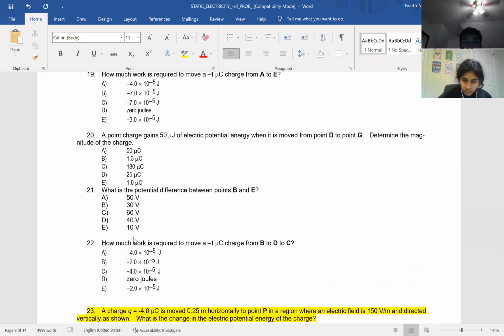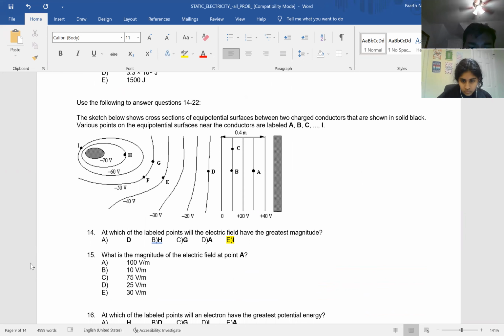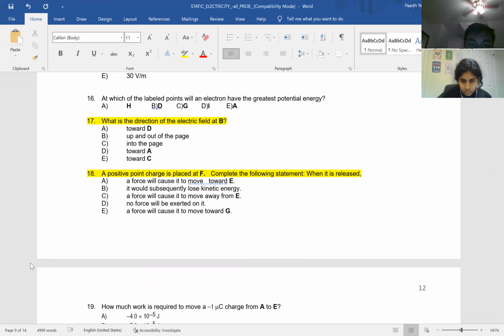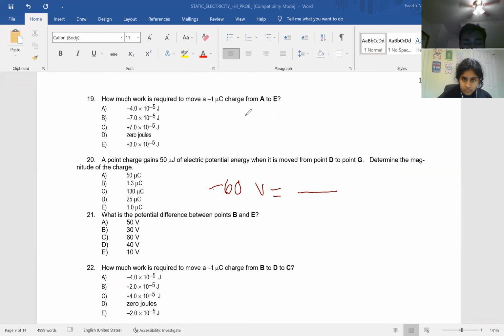Okay, a point charge gains 50 microjoules when it is moved from D to G. D to G is negative 10 to negative 50. So we're going to do final minus initial again. So it'd be negative 60, right? Negative 60 volts equals work over... Oh, okay. So you're just trying to find the charge, right? So you're trying to find Q.